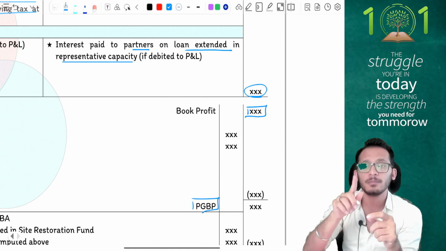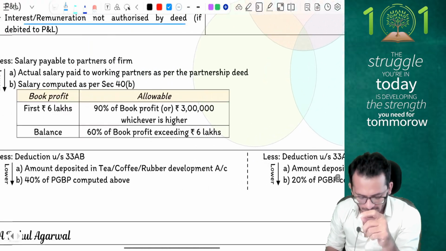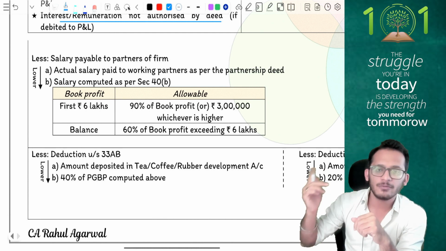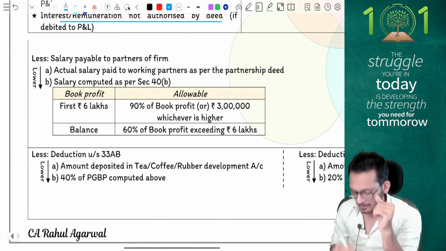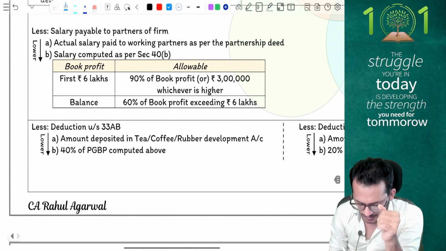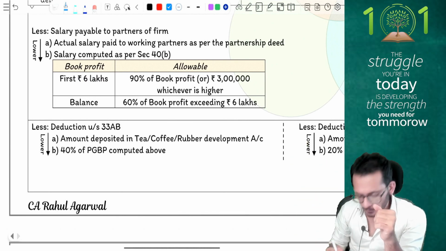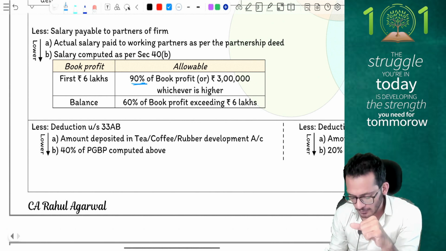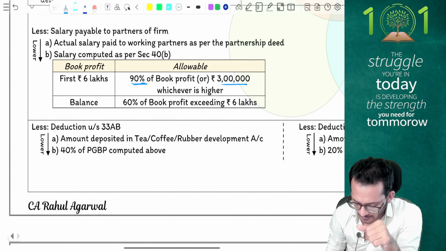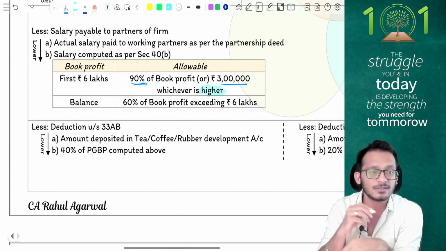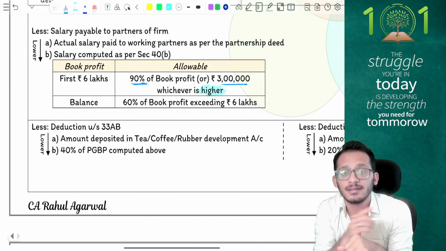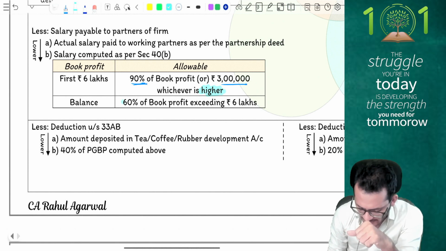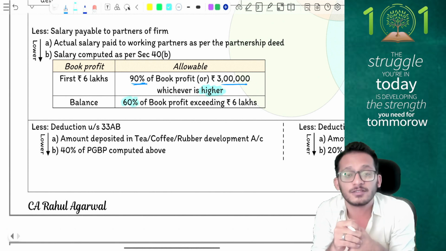But if you're a firm, you'll arrive at something called as book profit, in which now I will come and compute how much salary can I give. Yes, how much salary can I give will be computed as per section 40B. The amendments of current year come and clarify that you will start computing your book profit, which is what we have on the top. In the book profit, the first 6 lakh, you will be eligible for 90% of the book profit or 3 lakh rupees, whichever is higher. Whichever is higher, pay attention, it is not whichever is lower, it is whichever is higher. For the balance, you will give 60% of the book profit.